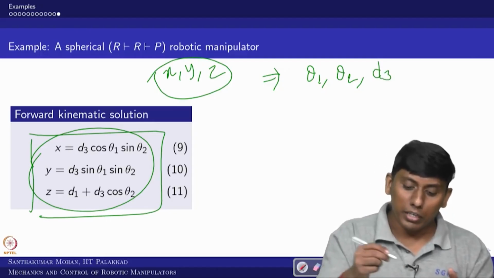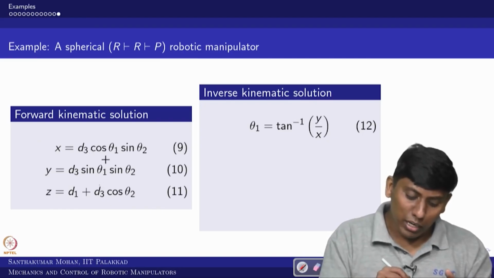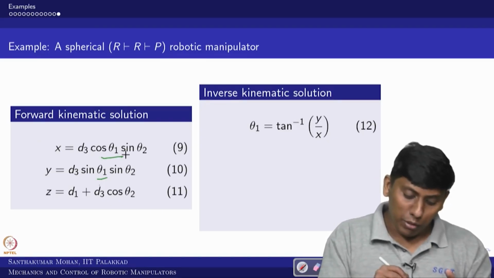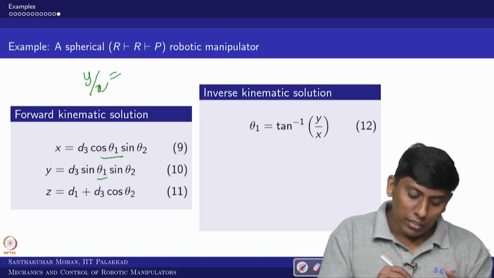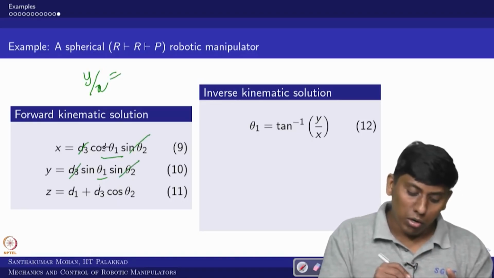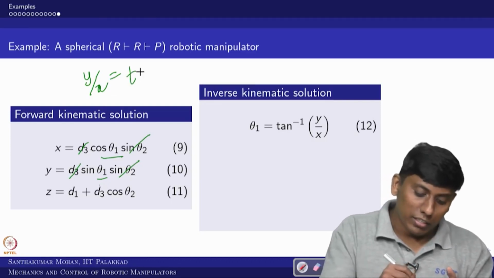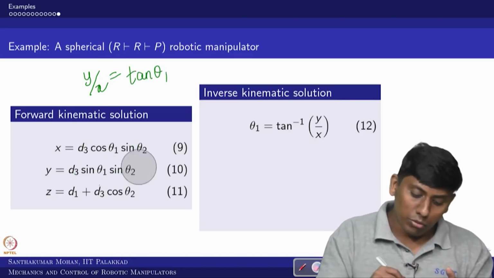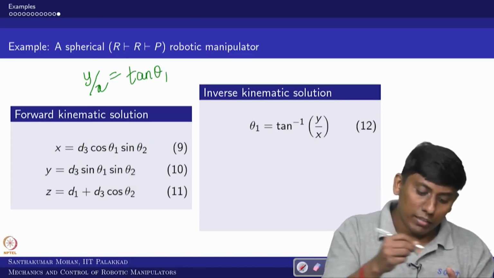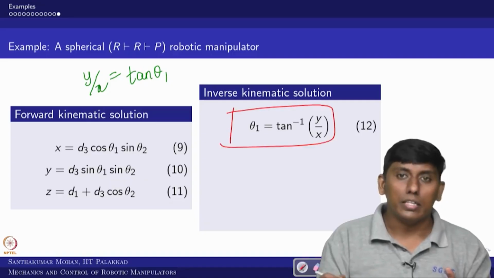For that, what can one do? You can see here that theta 1 is common. If I divide y by x, the d3 and sin theta 2 will go. So what it gives is sin theta 1 divided by cos theta 1, in the sense it is giving tan theta 1. So if you take tan inverse of y by x, that will give theta 1.